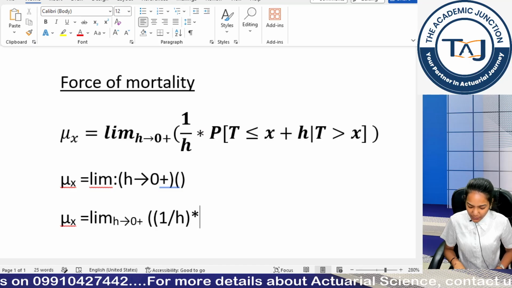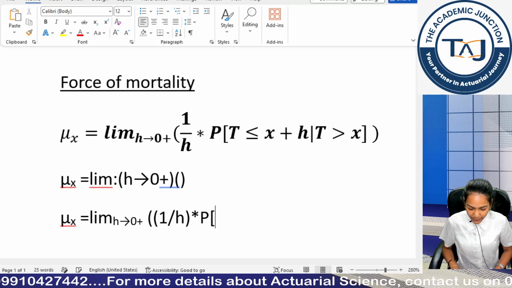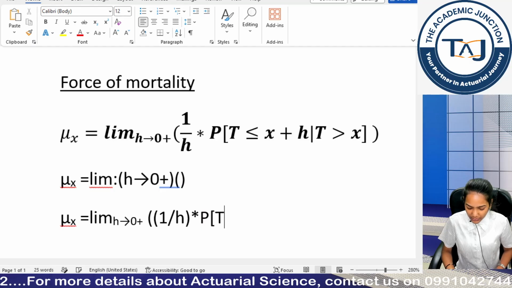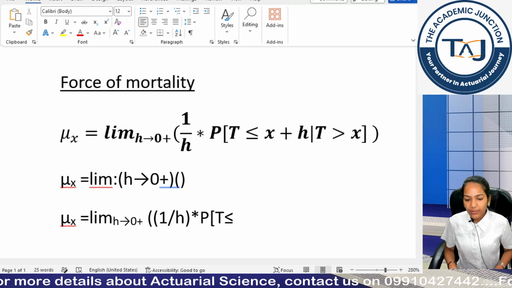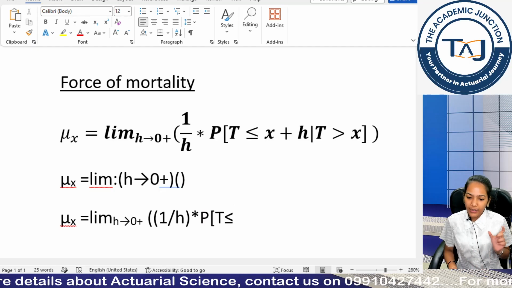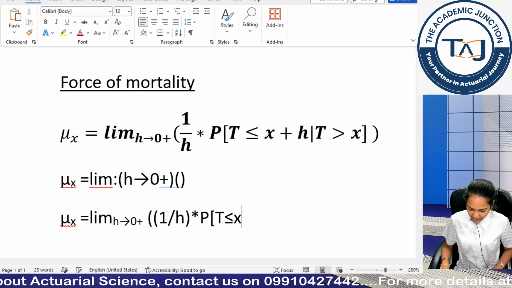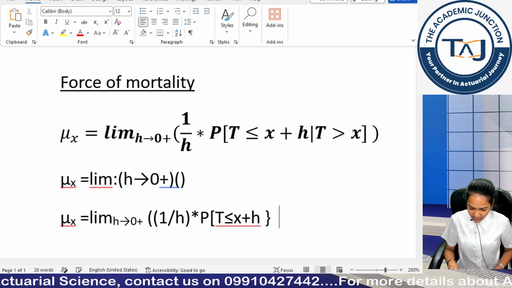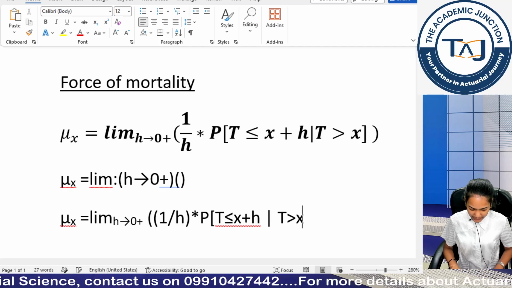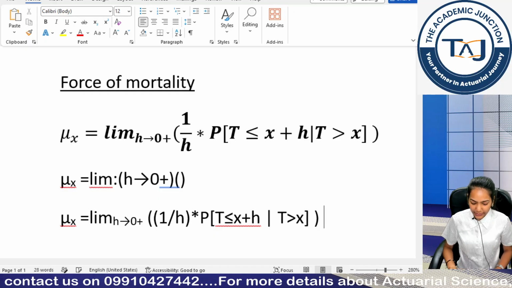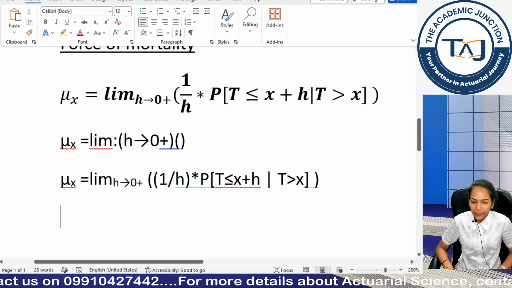Then I have this probability thing. So probability brackets t is less than or equal to, so either I can use this, or I can do it simply rather than converting it into a sign. Clear, guys? And then we have x plus h given t is greater than x. Then I can close down the brackets. So this is the other format.